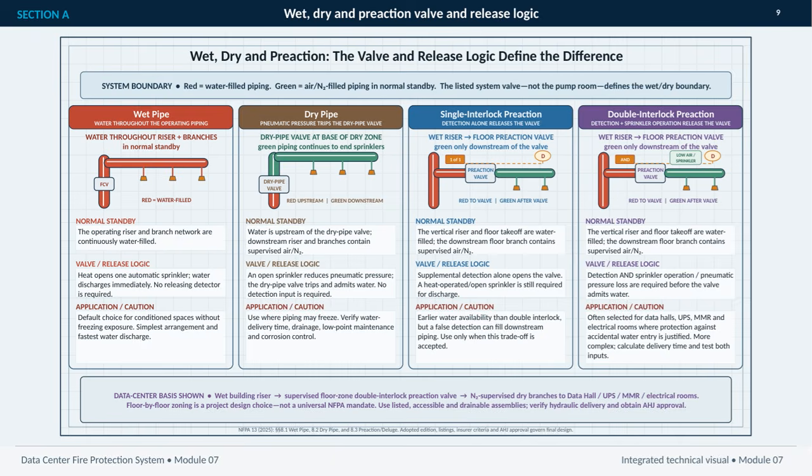In single-interlock preaction, detection alone opens the valve, but a sprinkler still has to operate before water discharges. In double-interlock, both detection and sprinkler operation, or the associated pneumatic pressure loss, are required before water enters the branch piping. For this data center basis, the building riser is wet, while floor-zone double-interlock valves protect dry branches serving data halls, UPS, MMR, and electrical rooms. That choice reduces accidental water entry, but it adds complexity, so delivery time, drainage, testing, listings, and AHJ approval all matter.